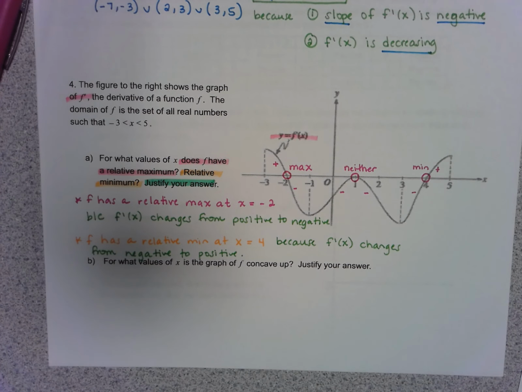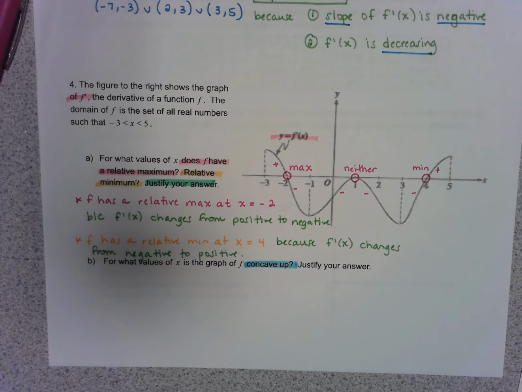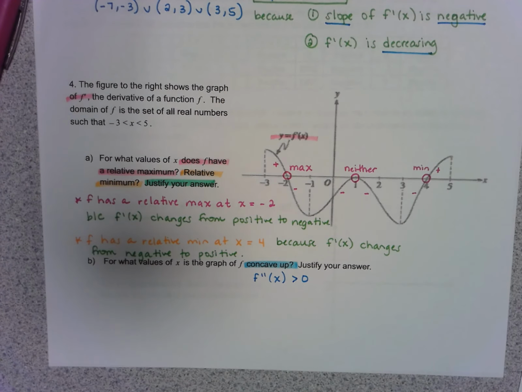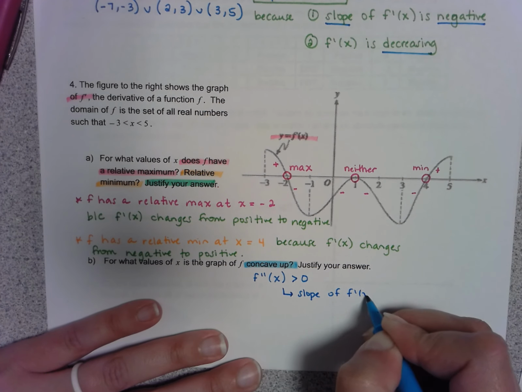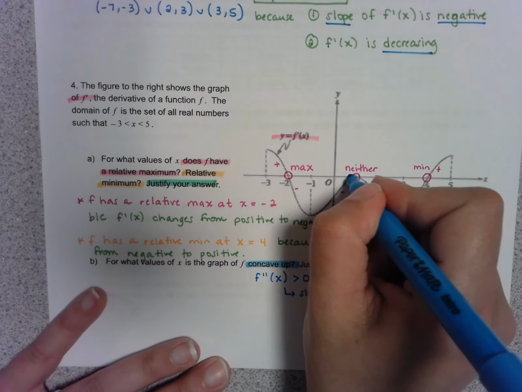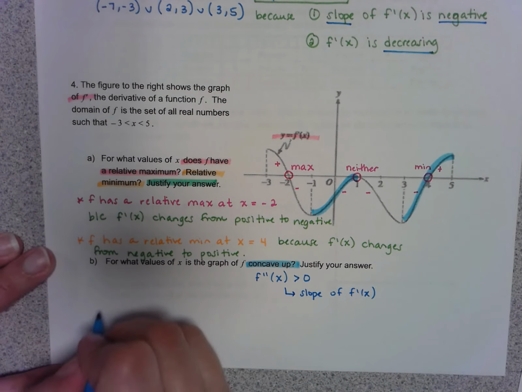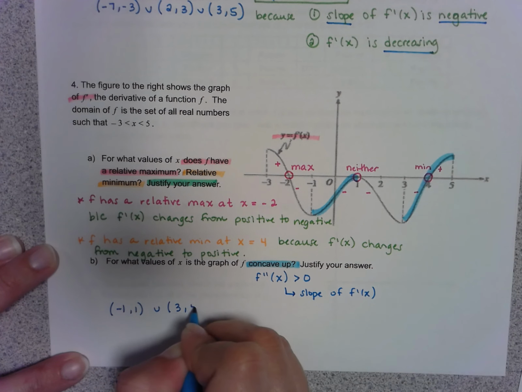Now for part B, it says, for what values of x is the graph of f concave up? So in order to figure out where my graph is concave up, I'm going to be looking for where the second derivative is greater than 0. Now, the second derivative is the slope of f prime. So in other words, for this graph, I'm looking for where the graph is going uphill. So I'm going to use this section of the graph and this section of the graph, which means my answer here would be negative 1, 1 and 3, 5.